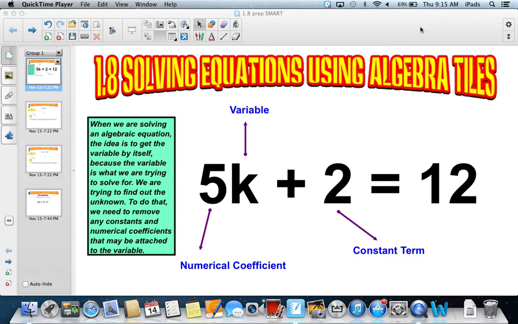To get the k by itself, we need to remove any constants. In this case, it's a 2. And any numerical coefficients, in this case, it's a 5, that may be attached to the variable. Eventually, when solving an equation, all we want to have is k or n or whatever your variable is equal to something. So instead of 5k plus 2 equals 12, we should have k equals something.